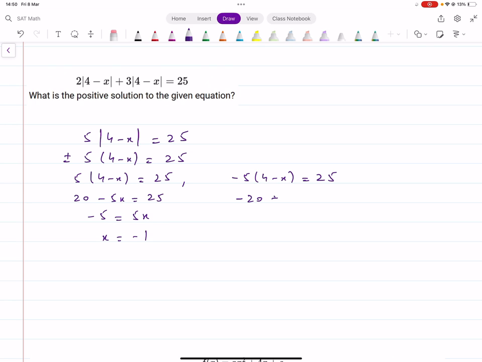That gives us -20 plus 5x equals 25, and we get 5x equals 45 from that, and the value of x turns out to be 9. That's the positive solution that we're looking for. We will just write 9 there as our final result.